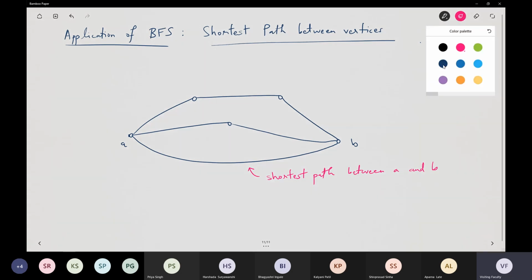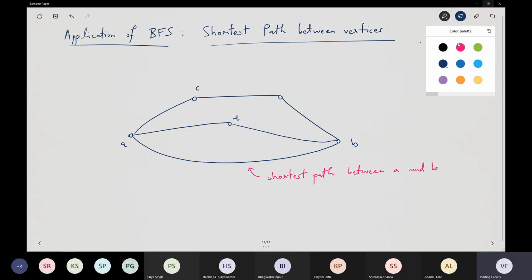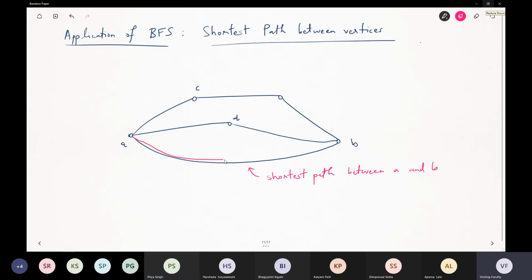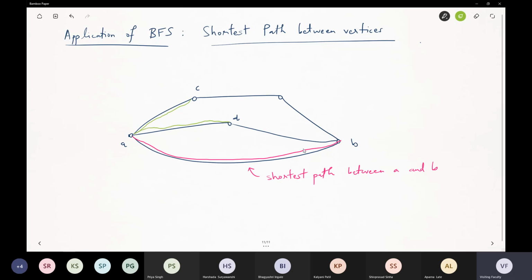What if I give you something else? What if I give you C and D? What is the shortest path between C and D? It goes from C to A and from A to D. So that is the shortest path, this and then this. Okay, now you understand what the shortest path is.